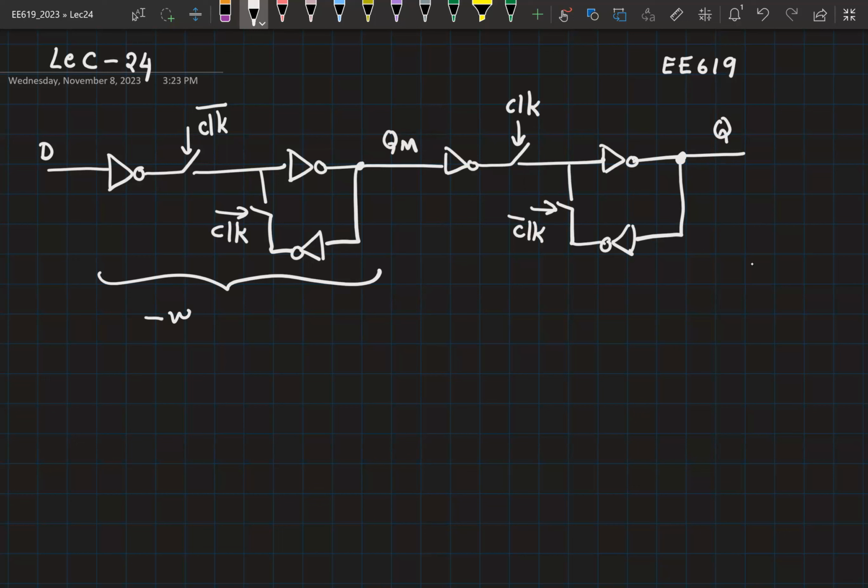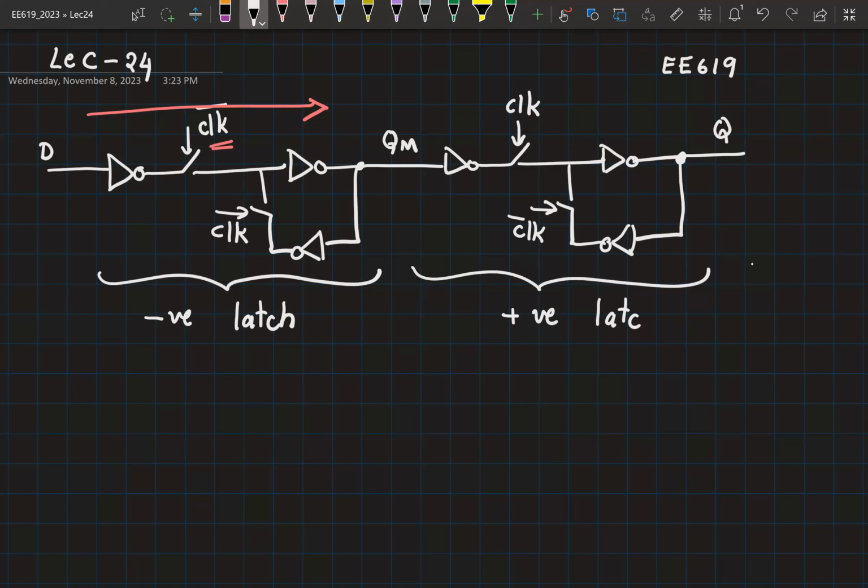So this is a negative latch, meaning you have data propagating from D to the intermediate point QM only when clock is equal to 0. And this is followed up with a positive latch. So in effect, only the data corresponding to the rising edge of the clock will appear at the output Q. Q is going to change only corresponding to rising edges in the clock. Therefore, this is a positive edge triggered flip-flop.